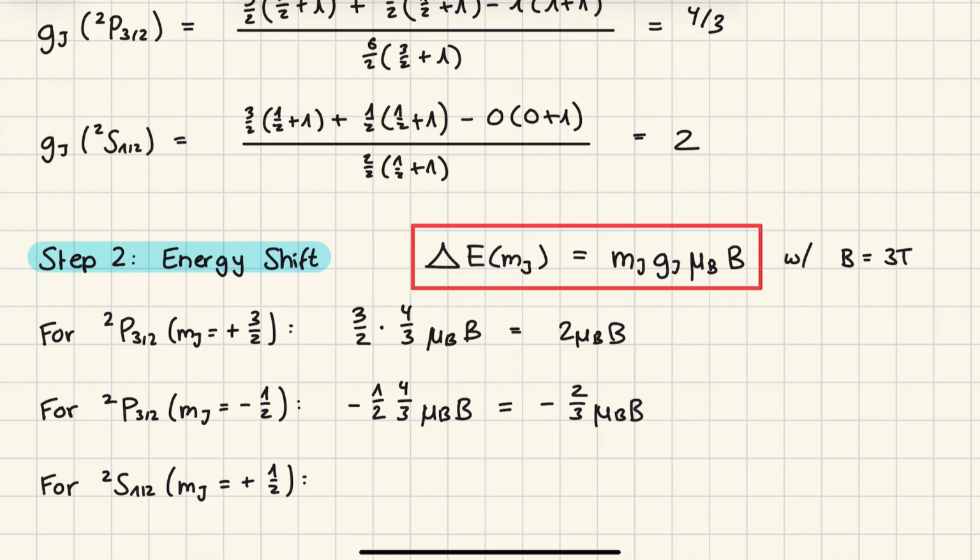For double S 1/2 with MJ equals plus 1/2, we have 1/2 as our MJ, 2 as our G factor, and mu B B, which simplifies to just mu B B. Also notice that while it is true that Zeeman energy shifts are kind of discrete because the angular momentum is quantized, those energy shifts are not necessarily integer multiples of mu B B, since MJ is usually a fraction and G J can be a fraction too, so it's perfectly fine to get stuff like this.